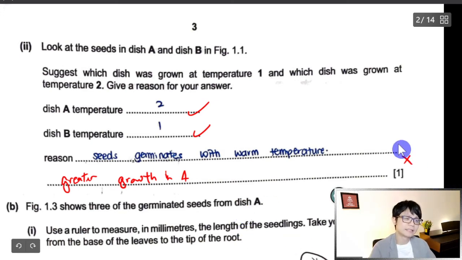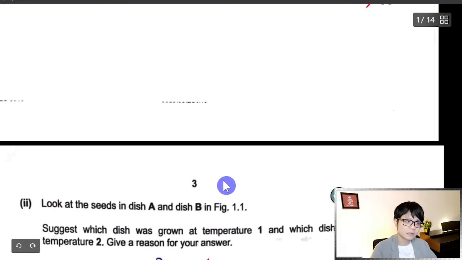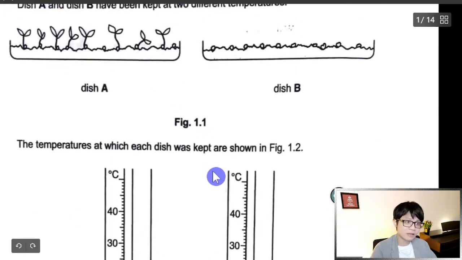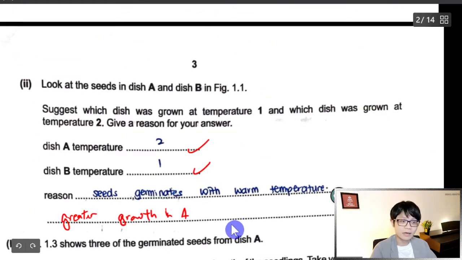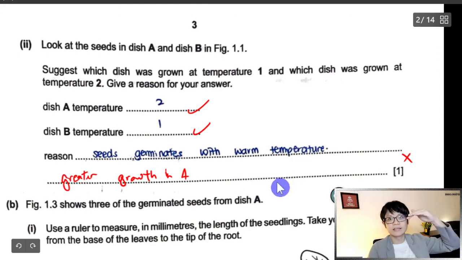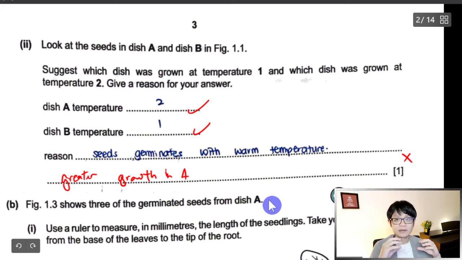Okay, let's see why it is wrong. Reason: seed germinates at 1 temperature. Actually it is correct, because seeds really germinate at 1 temperature, correct or not? This is a correct answer, but the answer that the marking scheme is looking for is greater growth in A. Why? Because I think they are talking about the experiment in terms of observation. Usually in an experiment, there is an upper part, then it goes lower, then at last it will be the temperature.